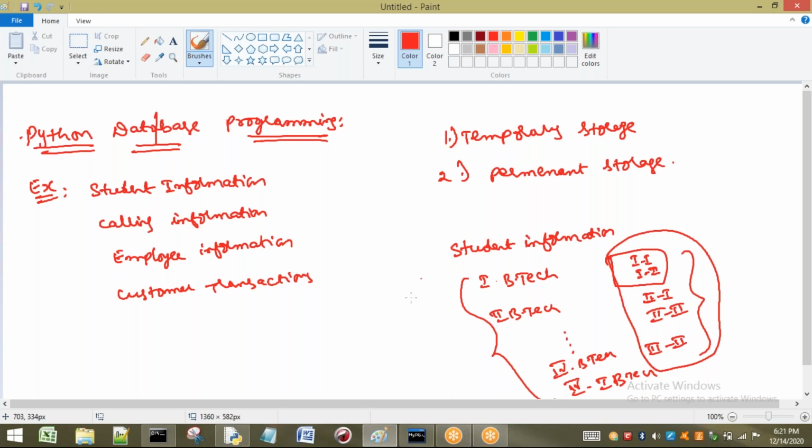A better example is a bank account. Every time you deposit some amount, the transaction details will be there. Whenever you withdraw an amount, that information will be there, and so on. If you perform any operation in your bank account, everything has to be stored somewhere. So for that I require permanent storage.